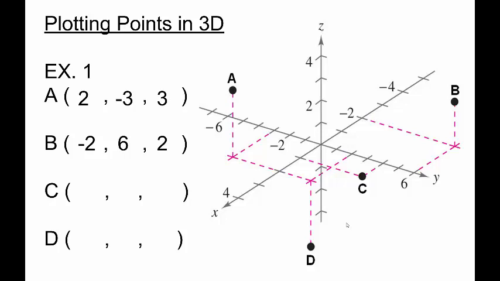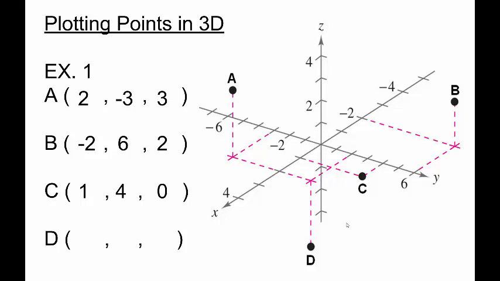For C, we've come forward 1 space on the x-axis. We've moved to the right 4 spaces on the y-axis, and then notice it didn't go up or down any, so that's 0 on the z. So the location for C would be at 1, 4, 0.